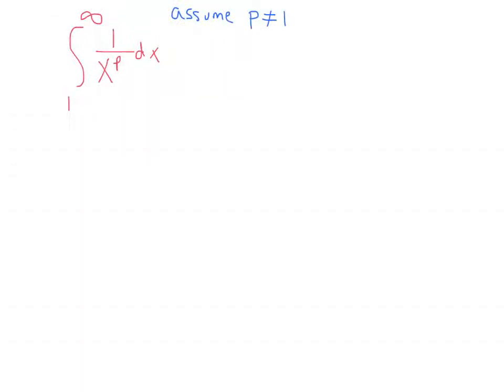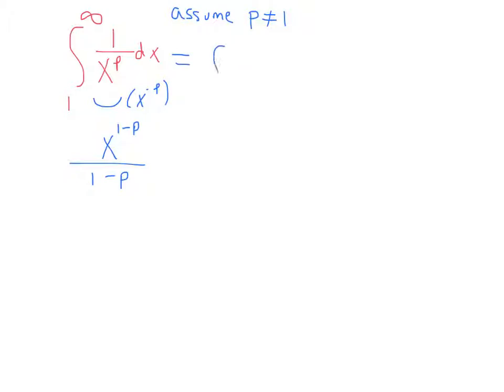In that case, since we can view this as x to the negative p, I'm not going to think of natural log. I'm going to use the power rule. So the antiderivative will become x to the 1 minus p divided by 1 minus p. I'm just doing the power rule there. I added 1 to the exponent and then divided.